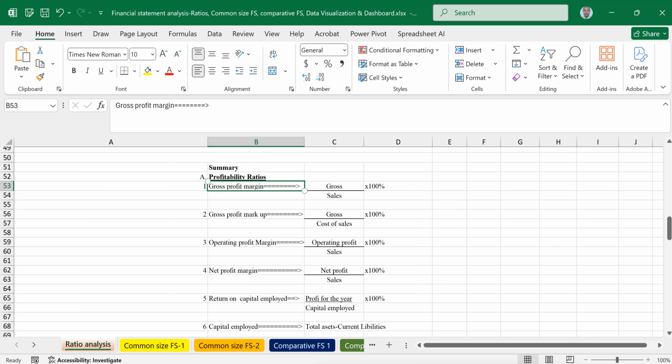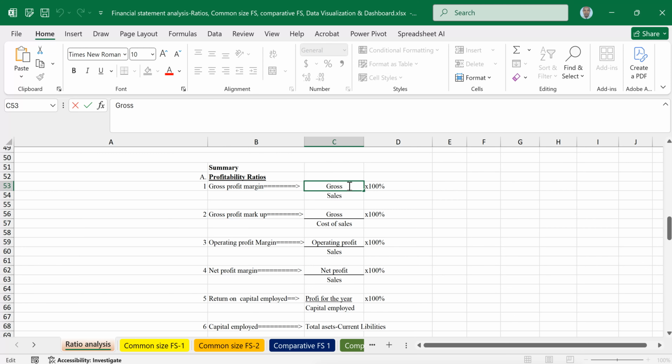Now, gross profit margin expresses the gross profit over sales. So if you take the gross profit over sales, then the resultant answer is going to be gross profit margin, and you multiply that with 100 to get the percentage. Then the next one will be the gross profit markup in summary.